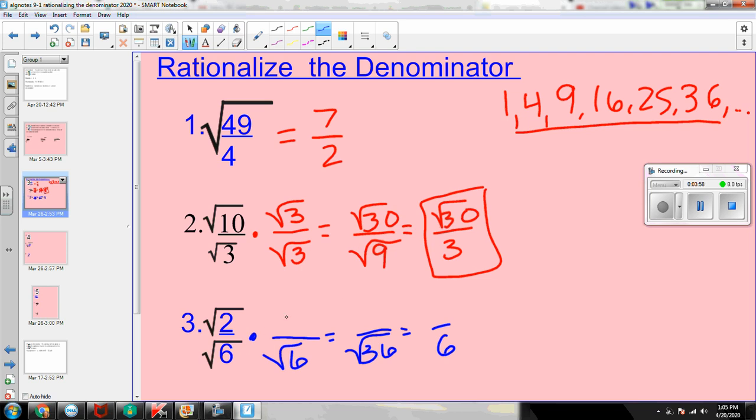Well, if I multiply the denominator by radical 6, I have to multiply the numerator by radical 6. So I'm multiplying this fraction by the square root of 6 over the square root of 6, which is the same as 1.